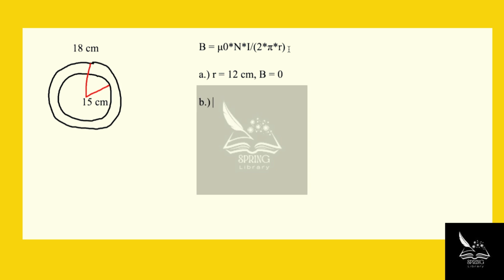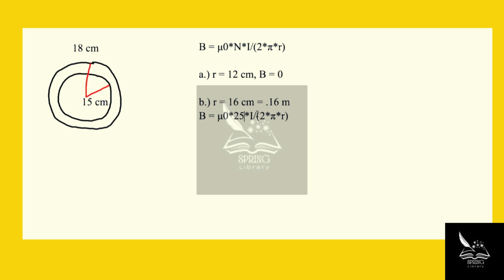Part B, we have a distance of 16 centimeters. So that's going to be 0.16 meters. And now this does fall within the torus, so we know that the magnetic field will be non-zero. So we want to use our equation up here to solve. We can solve for the magnetic field just by plugging this in.